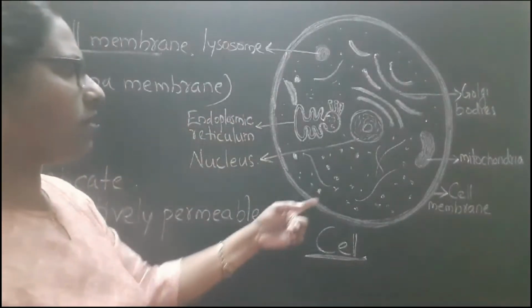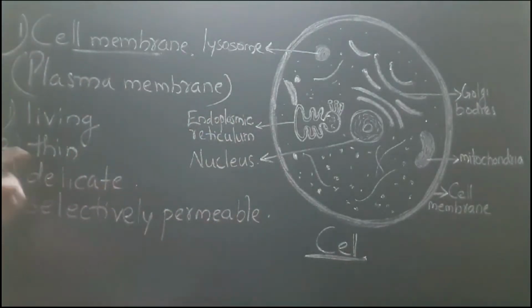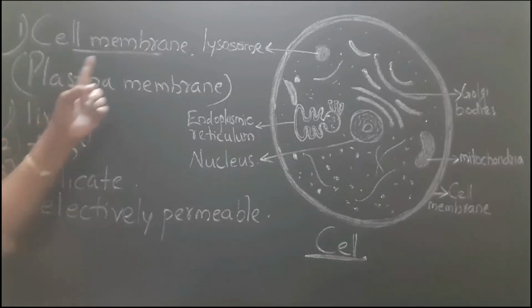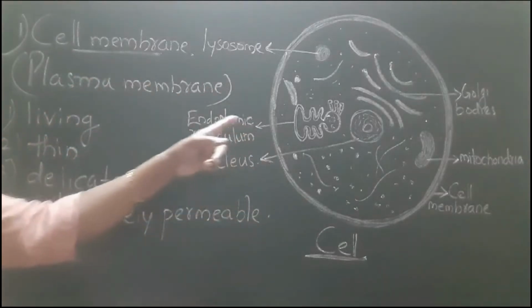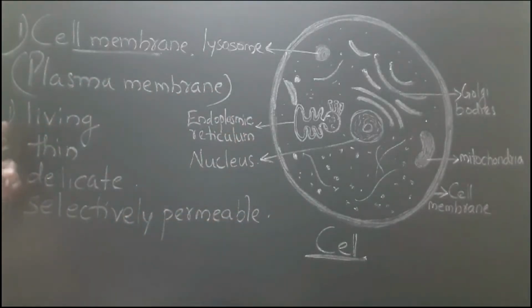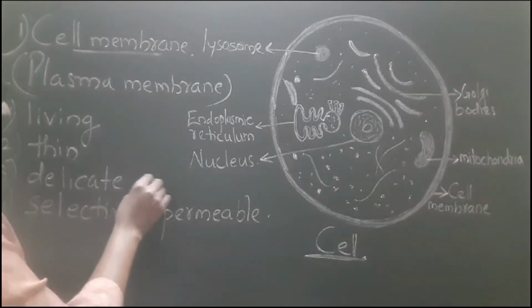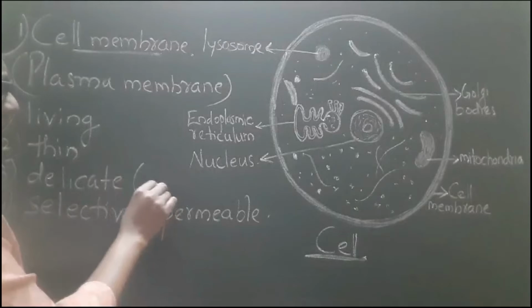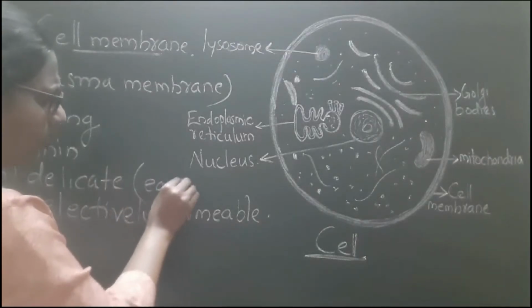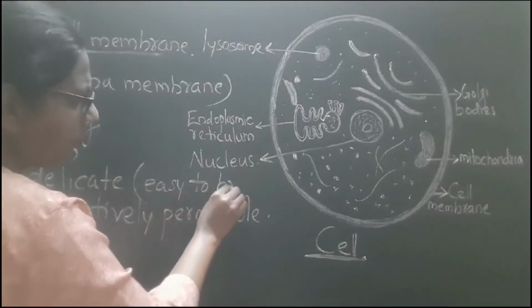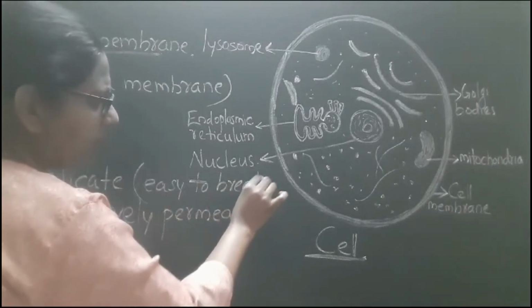Cell is a living thing. It has life in it. So it is living and it is very thin. We are talking about the membrane. The cell membrane or plasma membrane is living and it is thin, delicate. What is the meaning of delicate? Delicate means easy to break or damage.